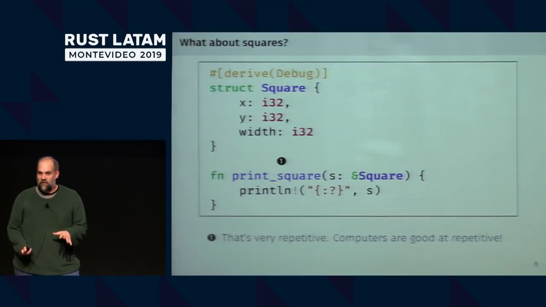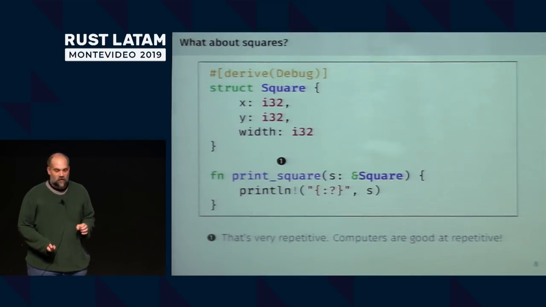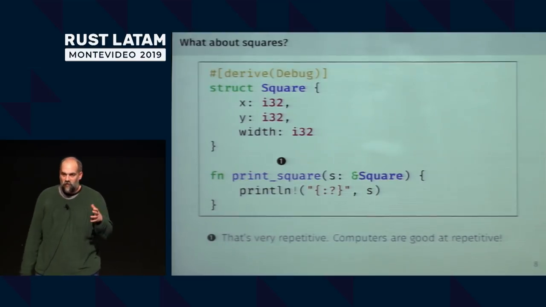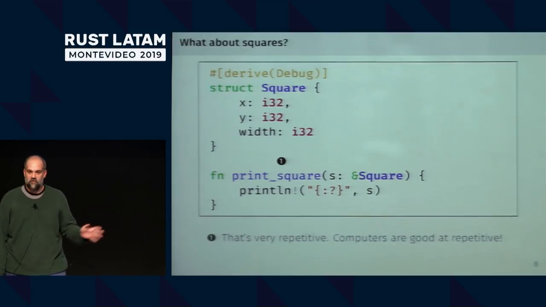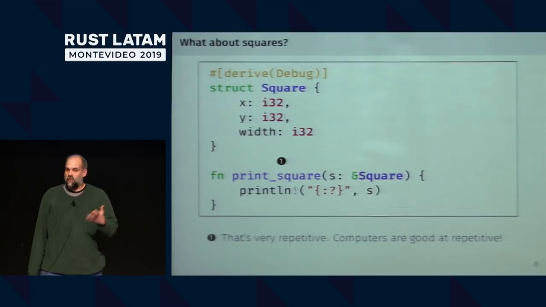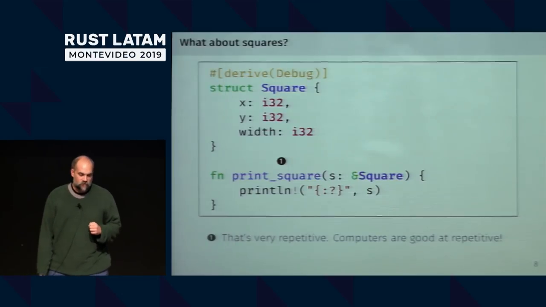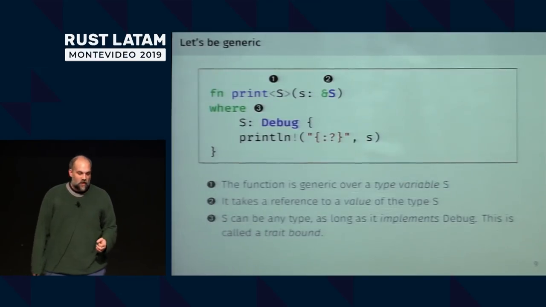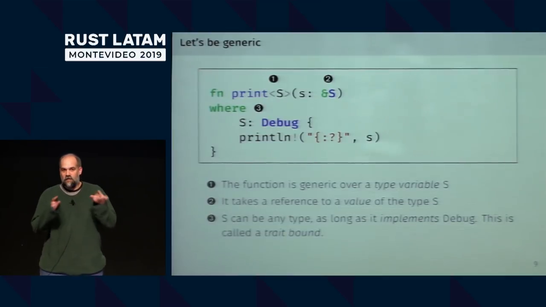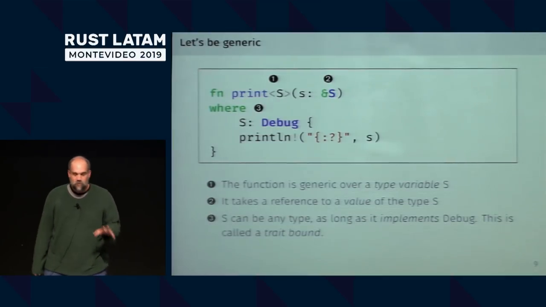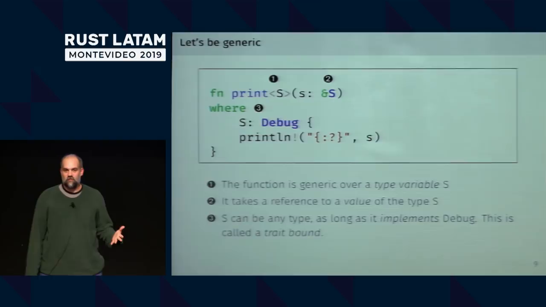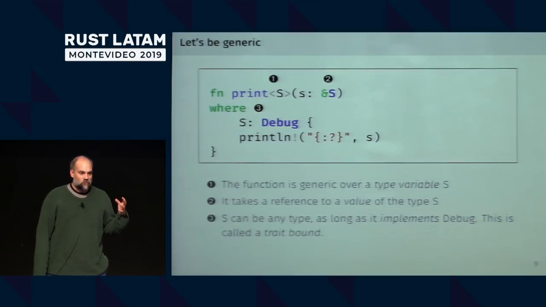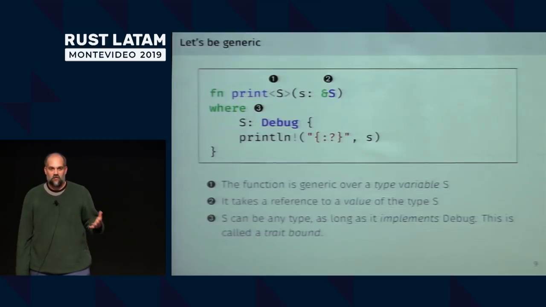That's very repetitive, and computers are very good at repetitive. We are not as good as computers here. And the unifying thing between these two is not that they're shapes. For the printing function, what we need is that both of them implement the debug representation, using the derived Debug statement up there. So we can rewrite that function as fn print, which takes a shape s, a borrow of the shape s, and prints it out. But the important thing is we need to indicate to the compiler in some way that we only accept types that we can actually turn into this debug representation.